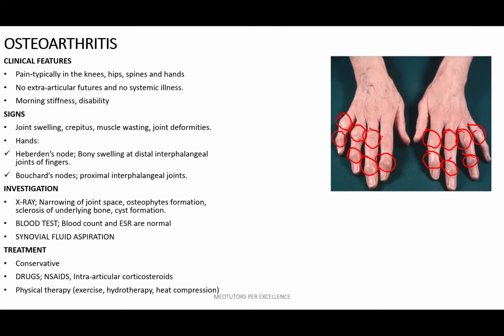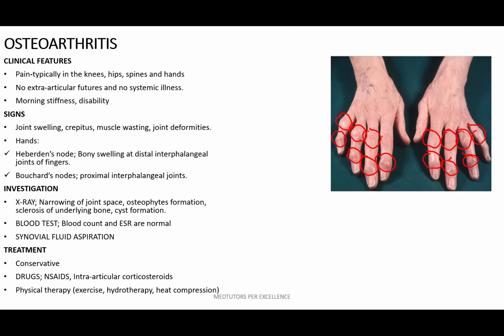Both have reduction of the space, but for rheumatoid arthritis there's erosion. For osteoarthritis, there are osteophytes, that is new bone formation and roughness. Okay, there is sclerosis of the underlying bone and cyst formation.